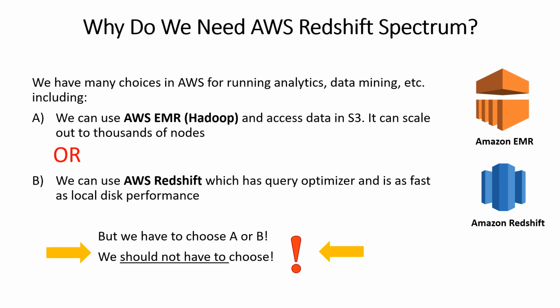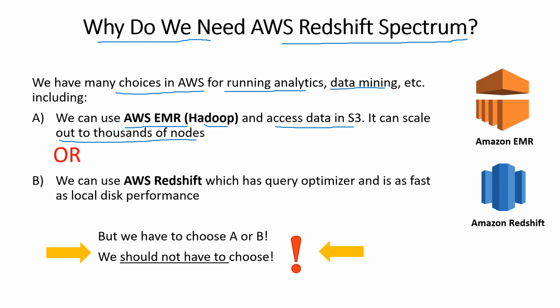I was wondering, why do we need yet another service called AWS Redshift Spectrum? We have many choices in AWS for running analytics, data mining, etc., including A, we can use AWS EMR Hadoop and access data in S3. It can scale out to thousands of nodes. Or B, we can use AWS Redshift, which has a query optimizer and is as fast as local disk performance.